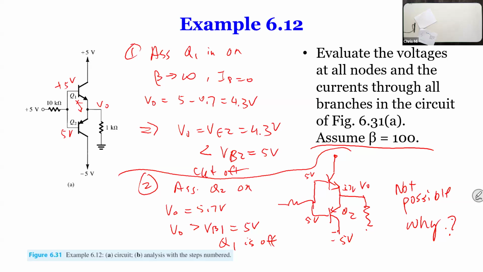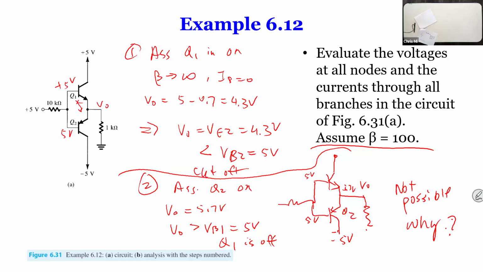Now we said, let's try another way to see if we actually made a mistake somewhere. So we assume Q2 is on. VEB2 is going to be 0.7. So what is VO? It's going to be 5 plus 0.7, which is 5.7. If that's 5.7, and the input is 5 volts at Q1, which means the base is less than the emitter, so Q1 is off. That seems to be also right.